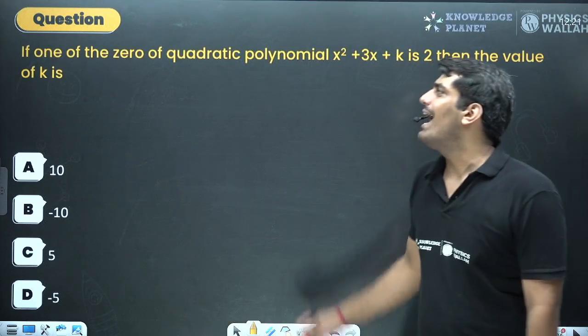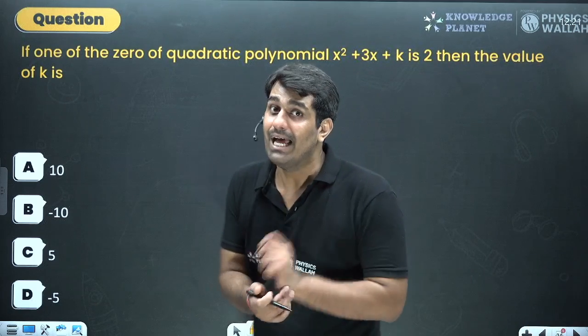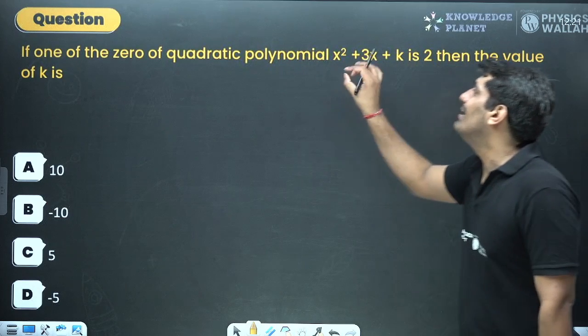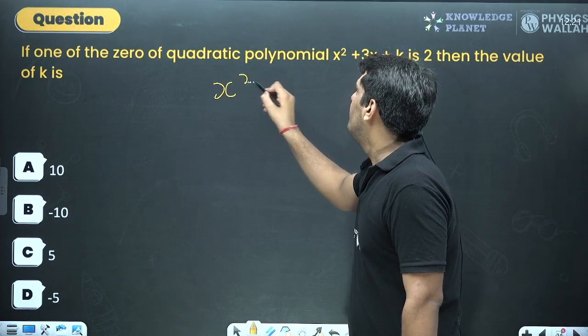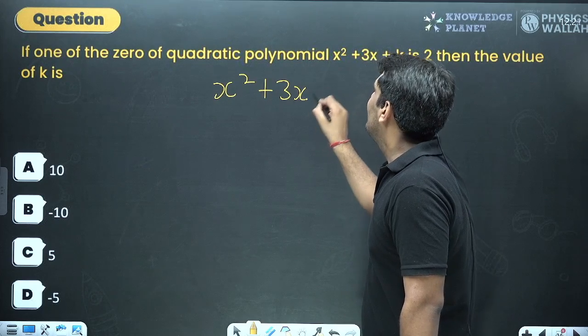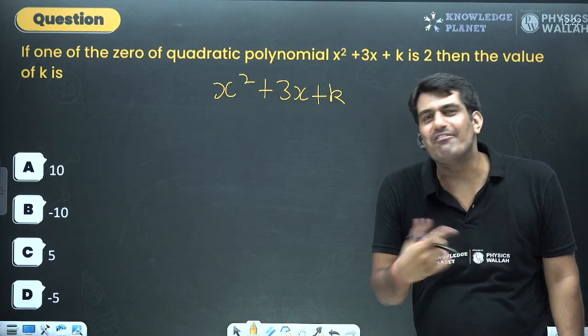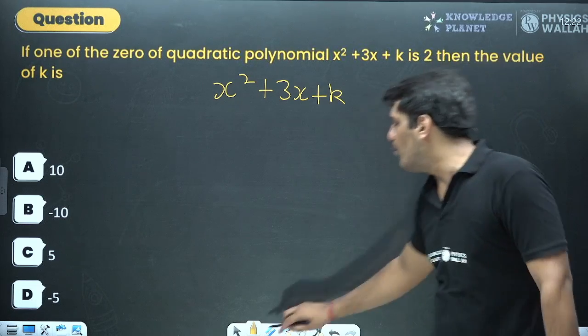I'll move on and solve one interesting question related to the zero of a quadratic polynomial. Read it carefully. If one of the zeros of the quadratic polynomial x square plus 3x plus k is equal to 2, x square plus 3x plus k. Over here one unknown is there. We have a variable, but we are not interested in the variable. We are interested in the unknown, which is k over here.